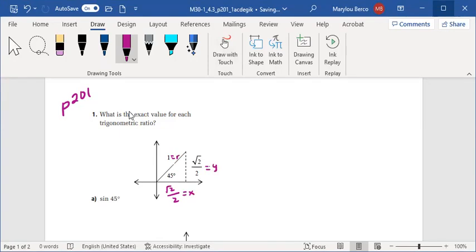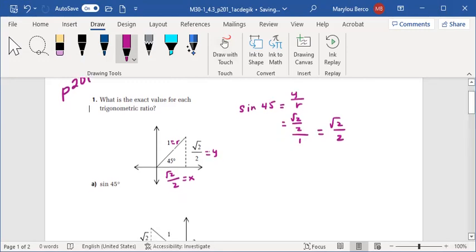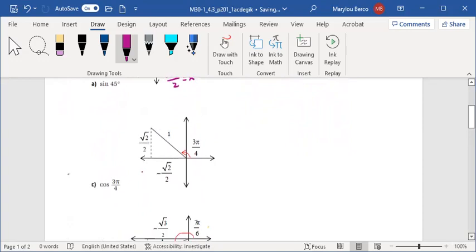Now, sine 45 is opposite over hypotenuse, or y over r, sorry, y over r. Opposite over hypotenuse. So we have root 2 over 2 all over 1, which is equal to root 2 over 2. Okay, B.